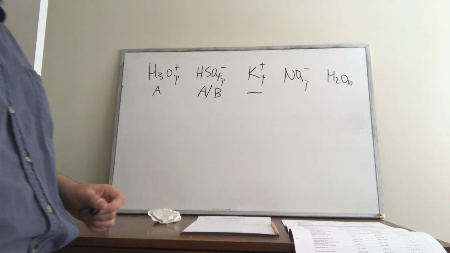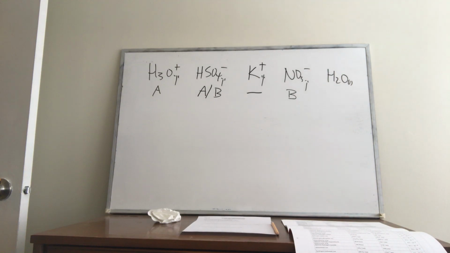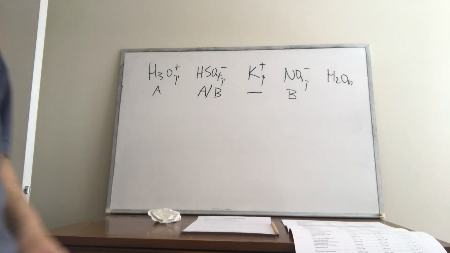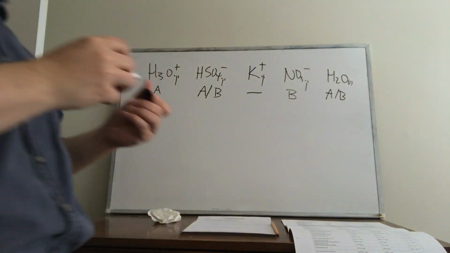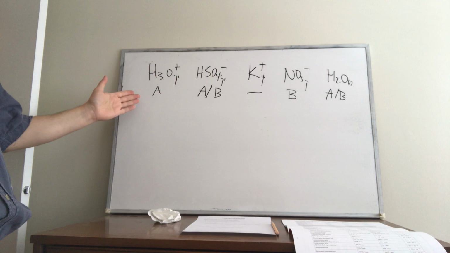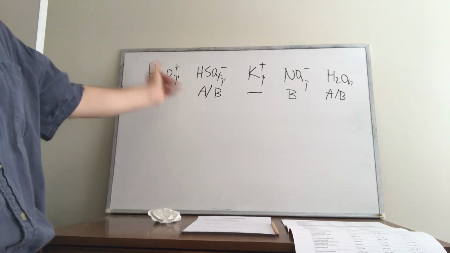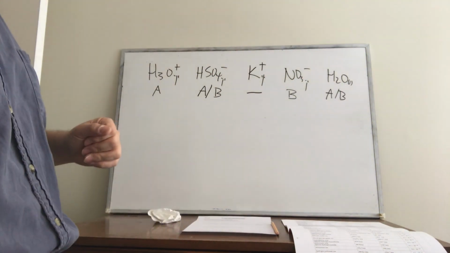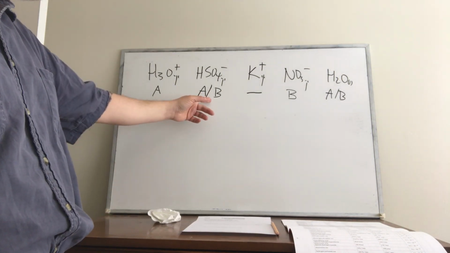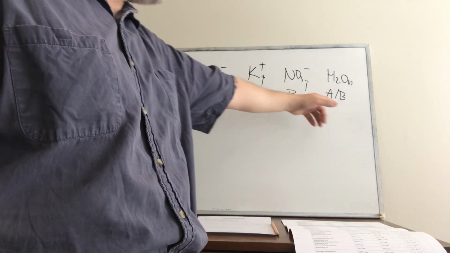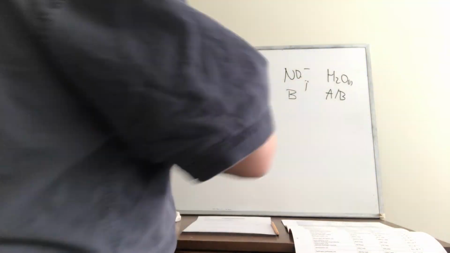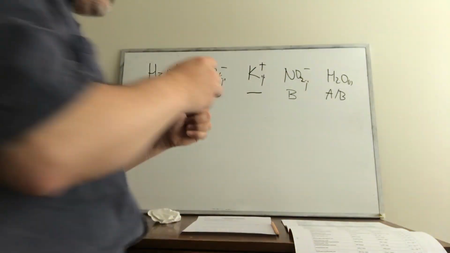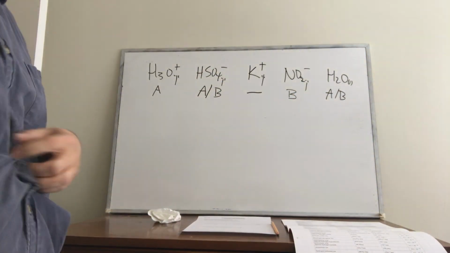Nitrite ion. Does it have a proton to donate? No, but it is negative, so it can accept. So we put a B for base. And water. Does it have a proton to donate? Yes, and it can also accept. So in this solution, we have 3 species competing to be the acid: hydronium, HSO4 1-, and water. We have 3 species competing to be the base: HSO4 1-, NO2 1-, nitrite, and water.